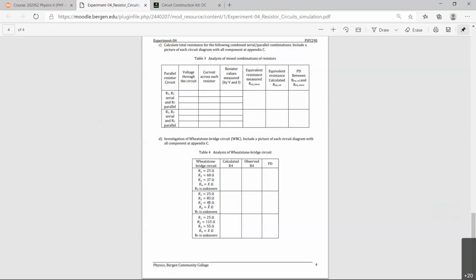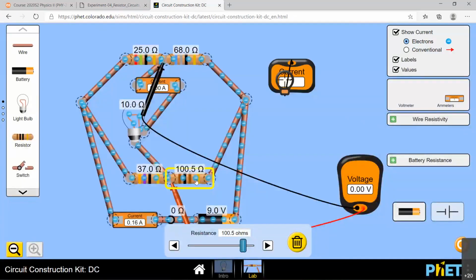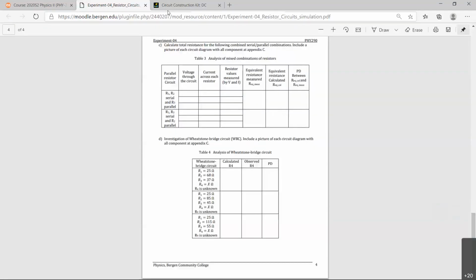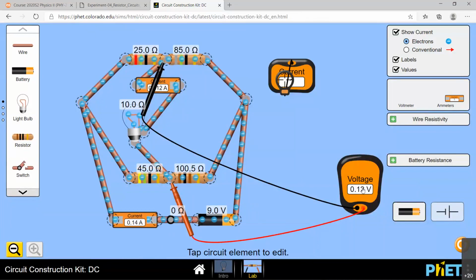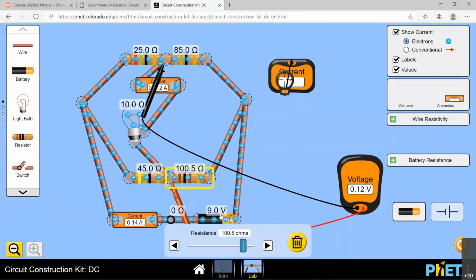For case 2, R1 is the same, R2 and R3 are 85 and 45. So keep the same circuit, R2 change into 85, R3 change into 45. Different values, and now you can see voltage again becomes visible, right? And you can see the ammeter also shows you a number. Now again you have to click R4 and then change the value of R4 until you get voltage 0.